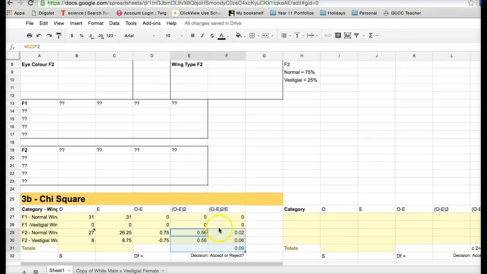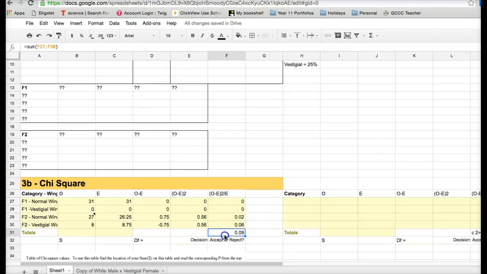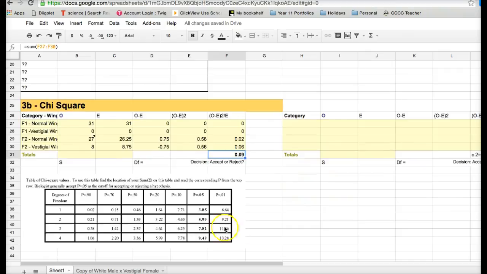Okay? Now we have to know whether to accept or reject it. This is our chi-square number here, 0.09. We have to use this table here to accept or reject it. We want a 5% error or less. So we have to think, first of all, what is our degrees of freedom? How many rows did I take into account here? 1, 2, 3, 4. My degrees of freedom is 4 minus 1, which is going to be 3.